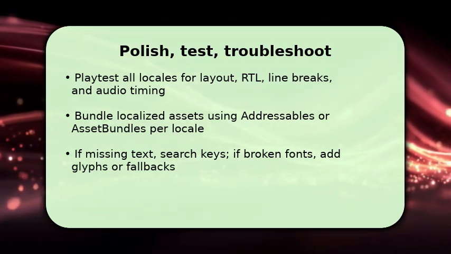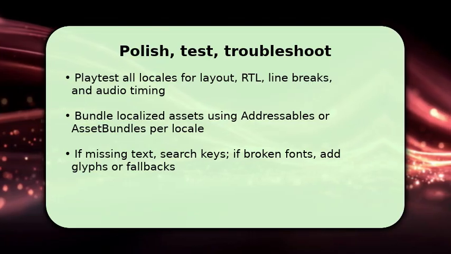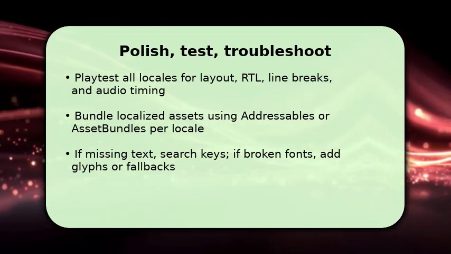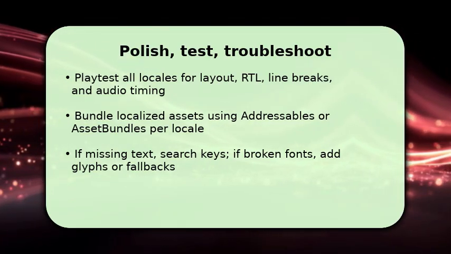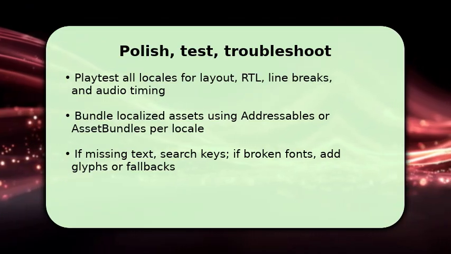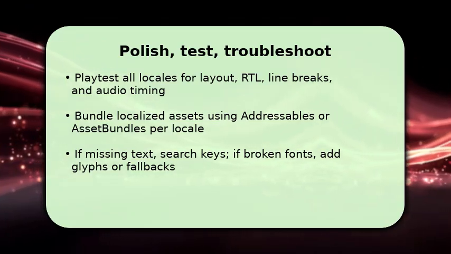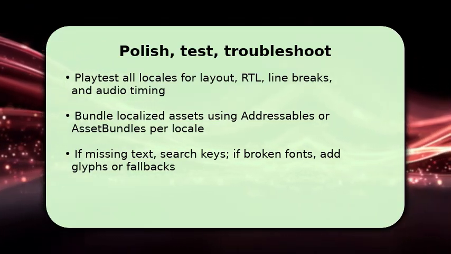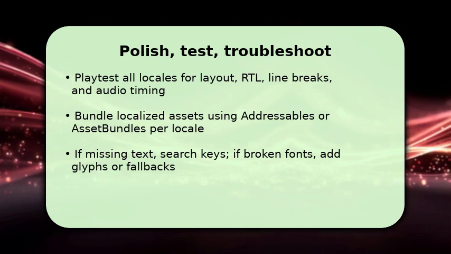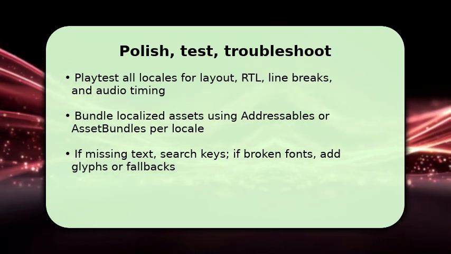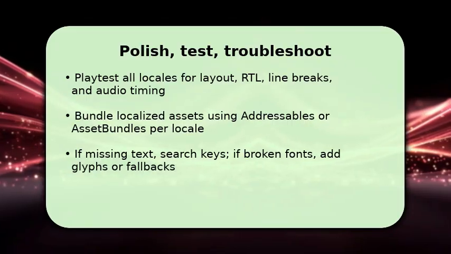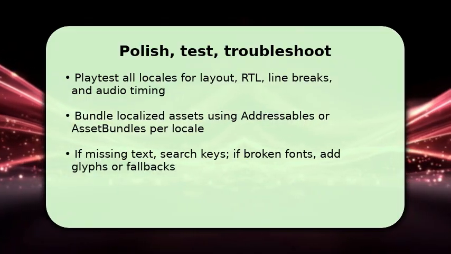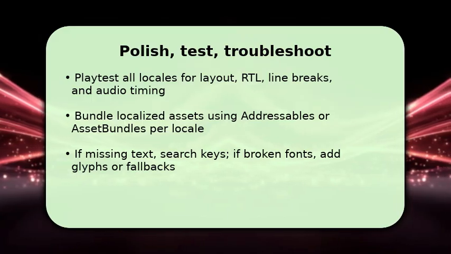Use addressables or asset bundles to package locales separately so players download only needed languages. If text is missing, search for unmatched keys in your CSV. If glyphs render as boxes, include necessary font glyph ranges or fallback fonts. One quick troubleshooting tip: re-import the translator file and compare keys to find omissions fast.